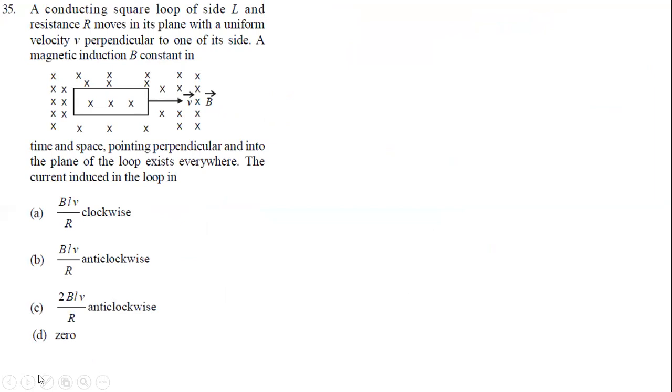A conducting square loop of side L having a resistance R moves in a plane with uniform velocity V perpendicular to one of its sides, as shown in the diagram. The magnetic field exists everywhere in space, pointing perpendicular into the plane of the board. This is a very important word: exists everywhere. Then the induced current, how much, we need to find out.